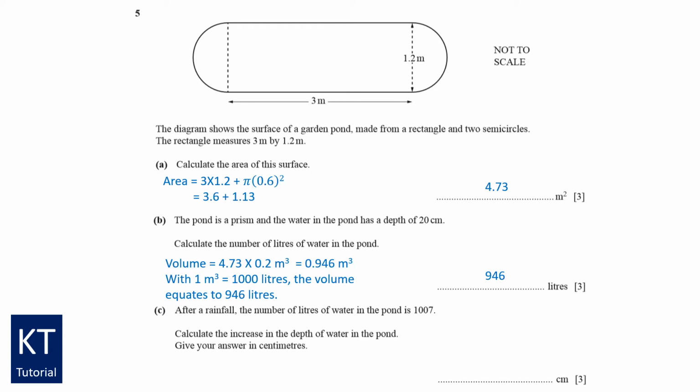Next question. After rainfall, the number of liters of water in the pond is 1007. Calculate the increase in the depth of water in the pond. Depth of water increases in the same ratio as that of the number of liters.